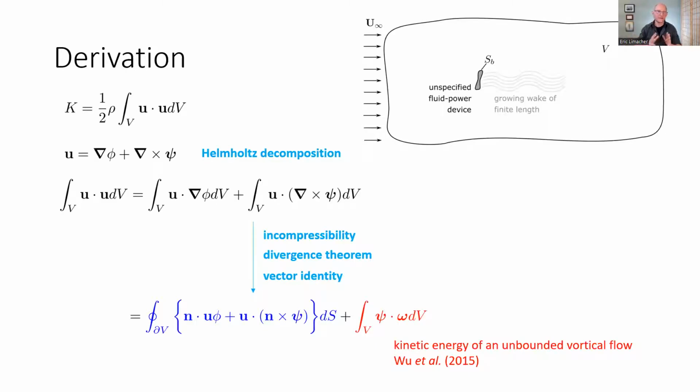Let me go back. And the first term here is an integral over the boundary, the complete boundary of the domain, including the body surface and infinity. And so the effect of the free stream velocity is going to come into play here, and it's going to have an influence on the relationship between power and thrust.